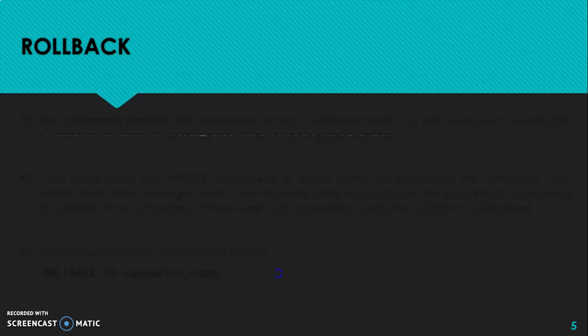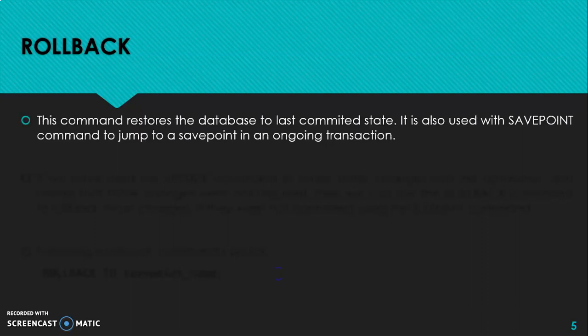Then we have the rollback. The rollback command is generally used to restore the database to the last commit statement. So it will check when the last commit was, and roll back up to that state. It is also used with the save point command to jump to a save point in an ongoing transaction. So if you use rollback, it will go back to the last committed state, or if you use the save point name, then it will go to that save point.